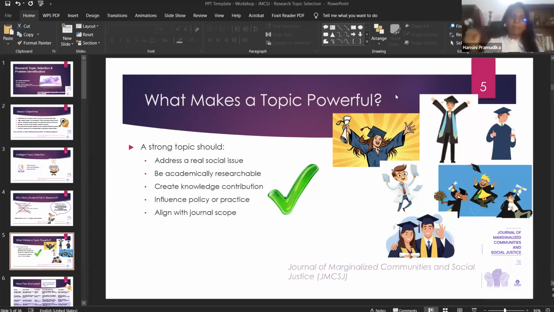So the academic research outcome, we should plant it at the ground level. It is research translation, and it should be there. At the same time, align with journal scope. If you are going to publish your research paper in a journal, it should be aligned with the journal scope as well. So you have to read the journal scope very well, so eventually it becomes publishable.